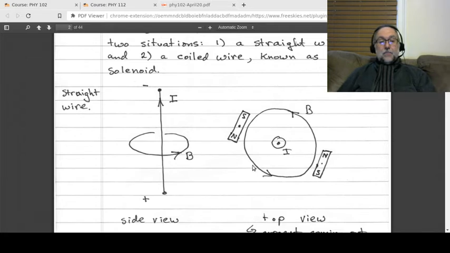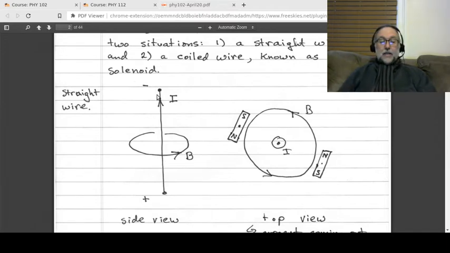So in this diagram where I have the side view here, you can imagine a wire, just a straight wire like that, and we're going to attach the bottom of the wire to the positive end of a battery and the top of the wire to the negative end of a battery. And as the current, I, flows from positive to negative, it establishes a magnetic field. And it's kind of surprising. The magnetic field is actually not parallel to the wire, but it circulates around the wire.